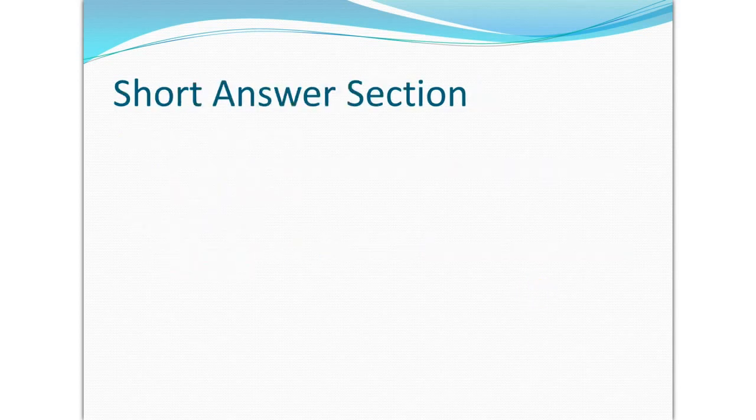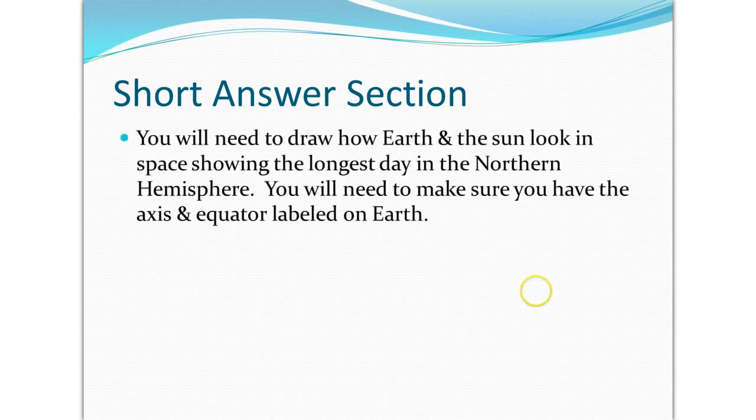Okay, we do have short answers, and this section, just kind of a highlight. You will need to draw how the Earth and the sun look in space, showing the longest day in the northern hemisphere. So in other words, when we have a long day, it's going to be in June. How is that going to look? What is the tilt of Earth and the moon going to look like?